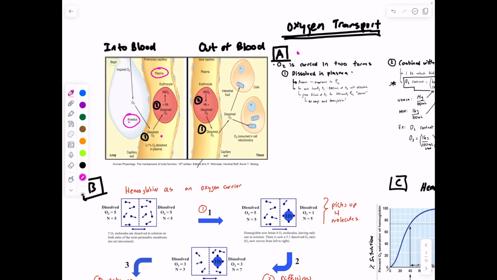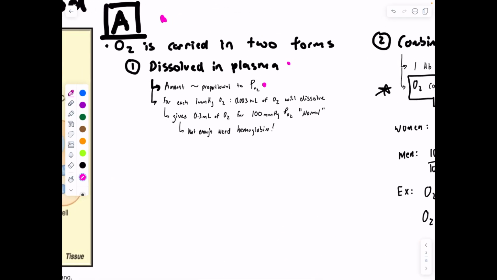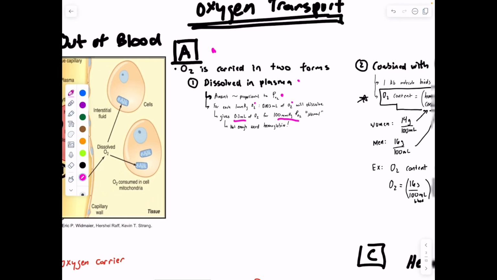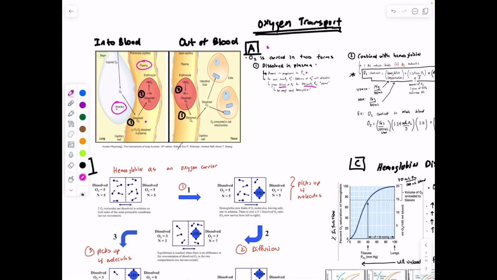This is a relatively low percentage, and the amount is proportional to the partial pressure of oxygen in the alveoli. Basically, for every 1 millimeter of mercury of partial pressure of oxygen, 0.003 milliliters of oxygen will dissolve into the plasma. So for the normal partial pressures of oxygen we see in arterial blood, that only gives us 0.3 milliliters of oxygen, which is not very much oxygen. So we have more than just oxygen dissolved in plasma. We have to use hemoglobin as well.